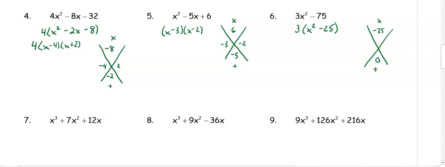So we want the same number, just positive and negative. So if we need to think about what's the square root of 25, it is 5, so we would use 5 and negative 5. So we have 3 times x plus 5 times x minus 5.